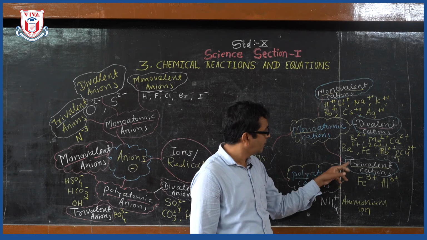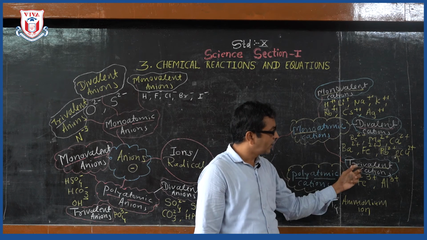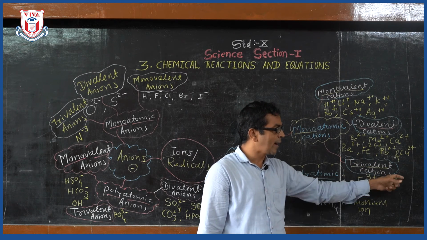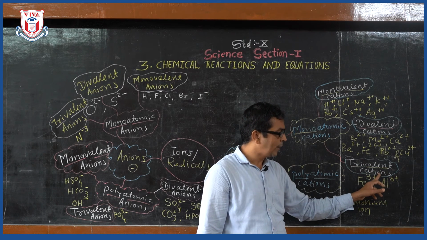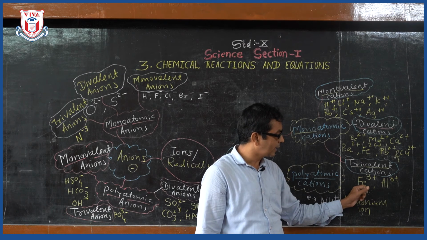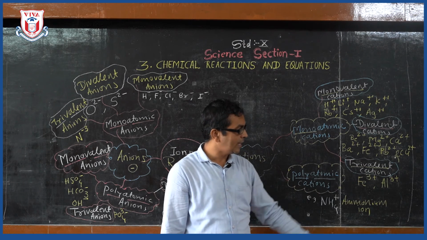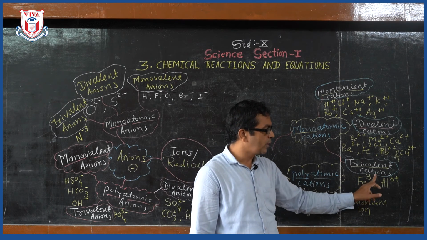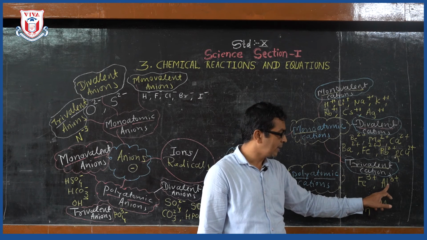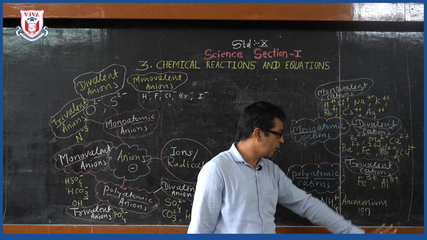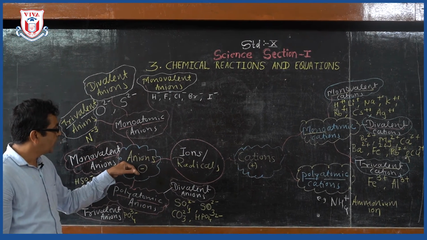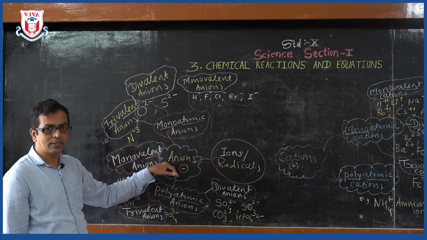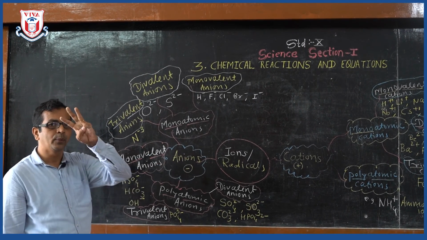In the same way, the third category is trivalent. Here valency is 3, but the atom is 1, so they are called trivalent cations. I can write here examples, that is ferric ion Fe3 plus, or aluminium Al3 plus. Okay. Then in case of anions, depending upon the number of atoms, they are classified again into three categories.